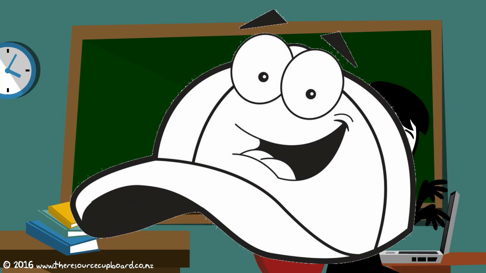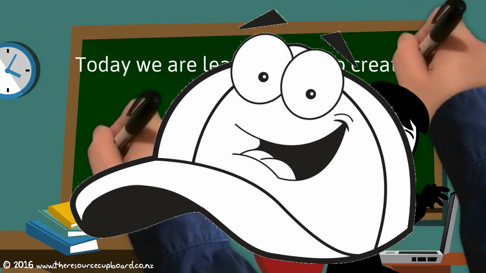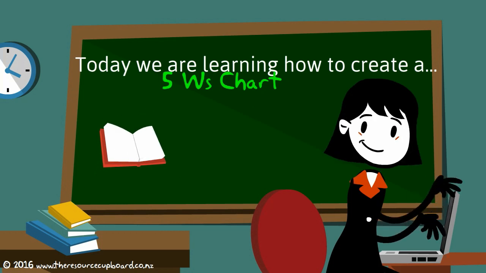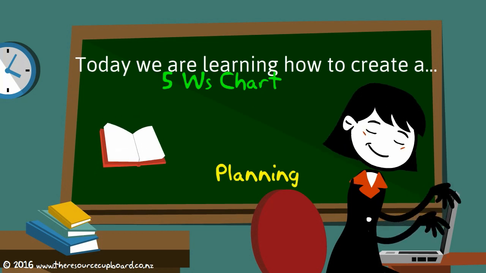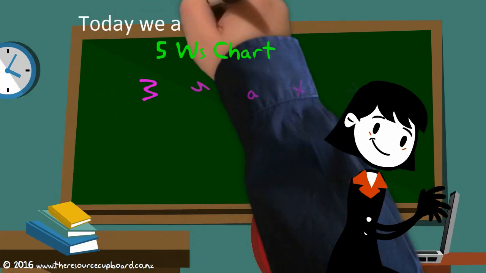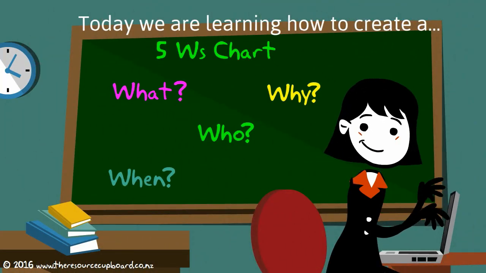Yay! So let's recap. See what I did there? A 5 W's chart is a chart with 5 W words that you use to explore a story or an article or another piece of writing. What? Who? Why? When? Where?